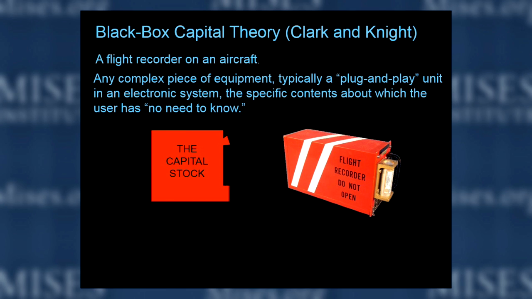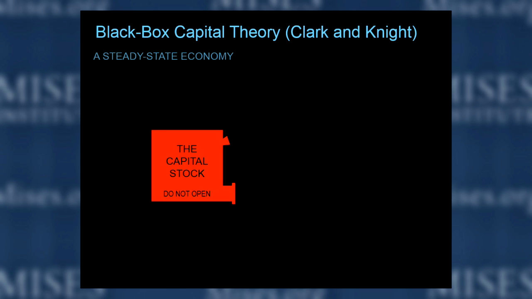And so what we get here is the capital stock, and it is treated in Chicago economics as the black box, okay, that the stuff is in there. And, well, I need to add, do not open, okay? Because you can't be quite sure how that works. Now, what we want to do is show how this black box functions.